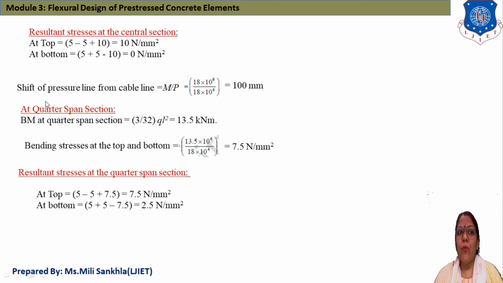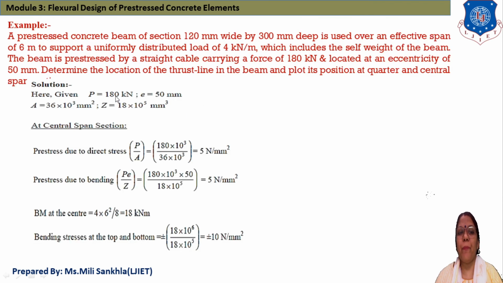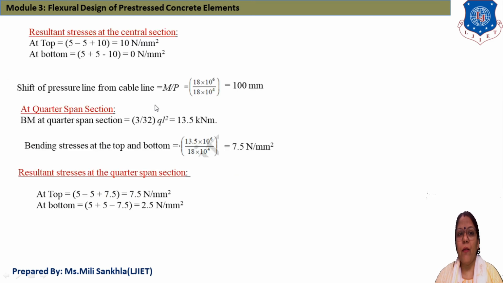Now shift of pressure line from cable line. Our theory portion: the shift of pressure line from cable line is equal to M by P, that means moment and our pre-stressing force. Moment is equal to 18 into 10 raised to 6, and our pre-stressing force P is equal to 180 into 10 raised to 3. Here write 18 into 10 raised to 4, both are same. Eccentricity e, here we get 100 mm.